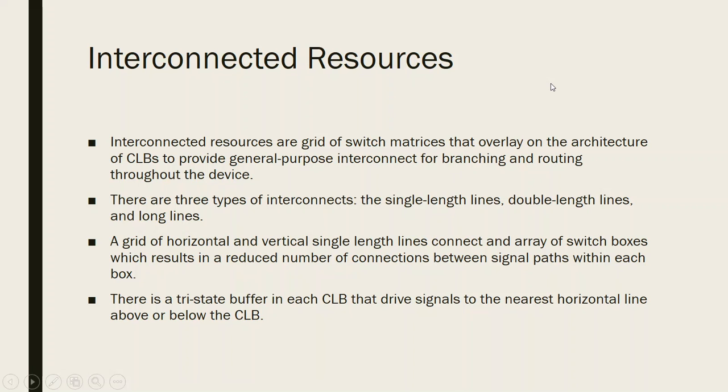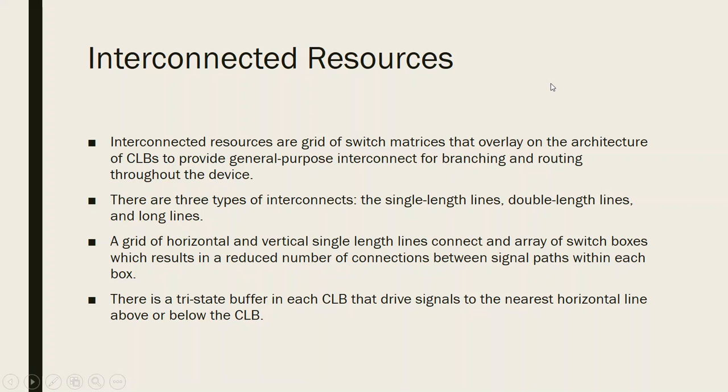Now there are three types of interconnects: the single length lines, the double length lines, and the long lines. So a grid of horizontal and vertical single length lines connect with an array of switch boxes, which results in a reduced number of connections between the signal path with each box. So basically short lines lead to neater connections, so it is less confusing to follow the path of the signal.